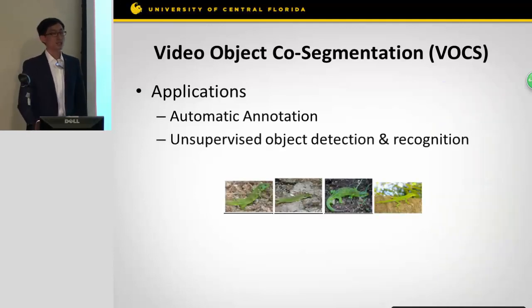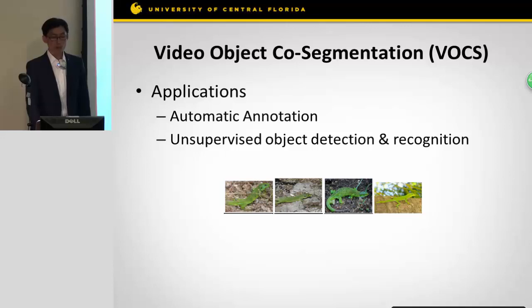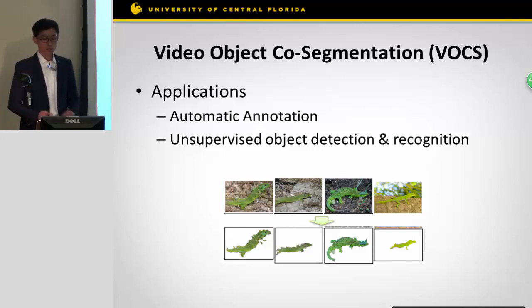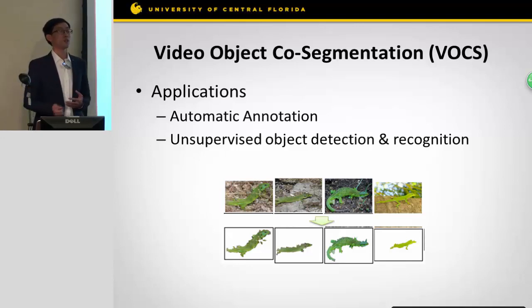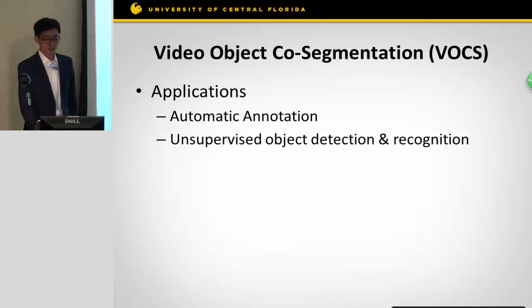The second application could be unsupervised object detection and recognition. In this application, we don't need the bounding box annotations for the objects. We just simply do the co-segmentation for these images or videos. Then we will have a very fine level segmentation for the object. Then we can build the object detector using these segments.